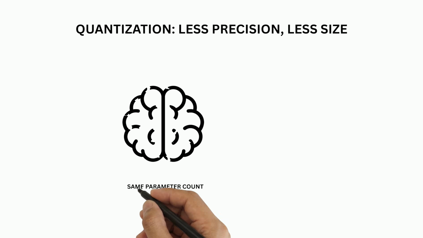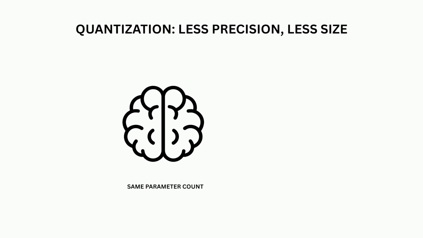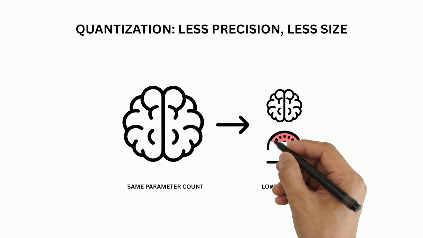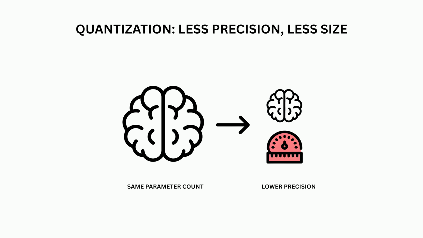One way teams manage that cost is quantization. It does not change the number of parameters, it changes how precisely each one is stored. Instead of storing a weight as a high precision number, quantization rounds it to a lower precision format, which shrinks memory use and speeds up inference, usually with only a small hit to accuracy. This is how a 70B model can sometimes run on a single consumer GPU. Same parameter count, lower precision per parameter.